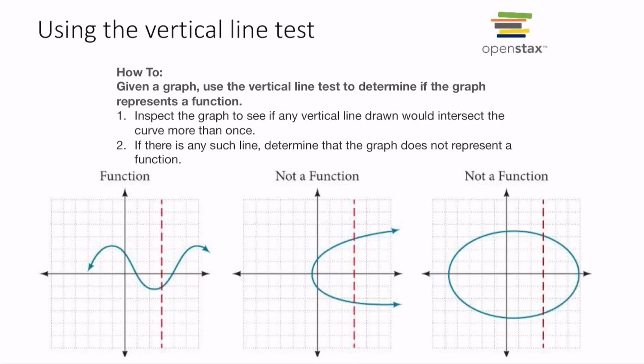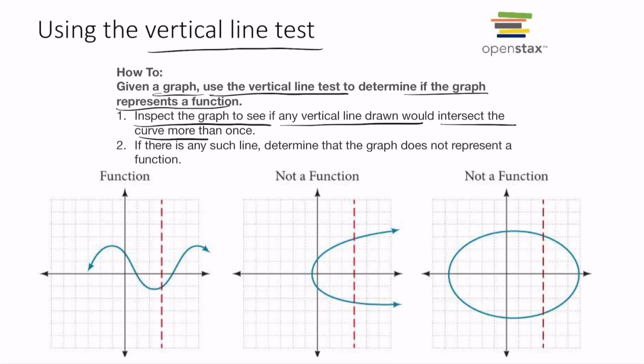So the best way to check whether a given graph is a function or not is to use what we call the vertical line test. How do you use the vertical line test? Given a graph, use the vertical line test to determine if the graph represents a function. So what is the first step? Inspect the graph to see if any vertical line drawn would intersect the curve more than once.